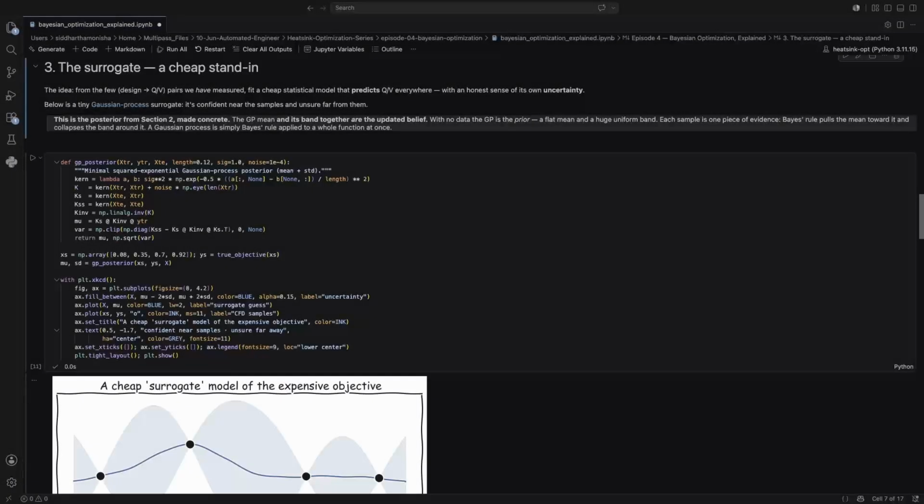In the notebook, we plot the acquisition function alongside the GP posterior. You can see the peak of the acquisition isn't always at the peak of the mean. It shifts towards regions where the GP is uncertain, and that's exploration.